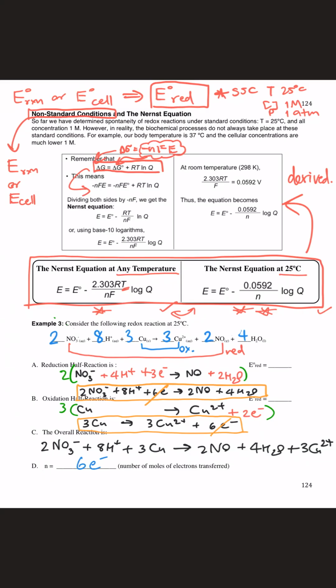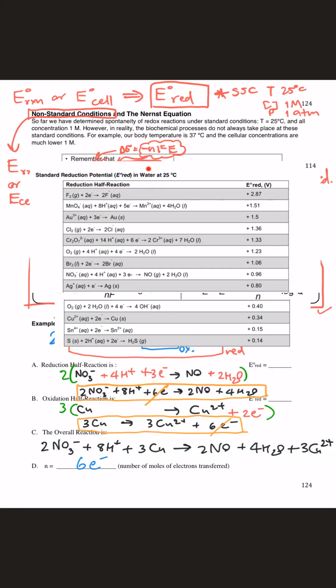Now, in order to determine the standard reduction potential for each of these equations, you will need to look up the data on page 114 of the lecture manual. And here is the list of the standard reduction potentials that I obtained from page 114 of the lecture manual. If you're looking for the reduction half reaction that we determined, you will see that the nitrate right here matches what we have. So I'm going to use the 0.96 volt as the standard reduction potential for the reduction half reaction.